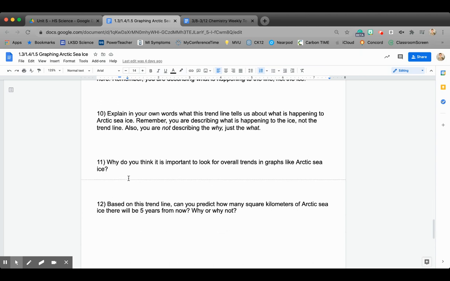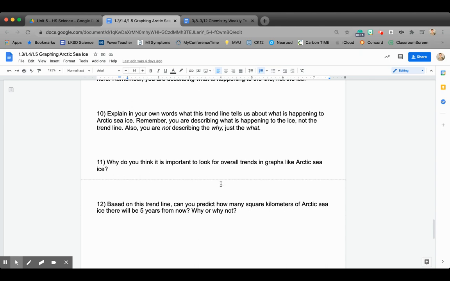In question number 11, it says, why do you think it is important to look for overall trends in the Arctic sea ice? You want to explain, why did we have to use a trend line and not just look at the data points as they were plotted originally? So why are trend lines important for us when trying to figure out what's happening with Arctic sea ice?